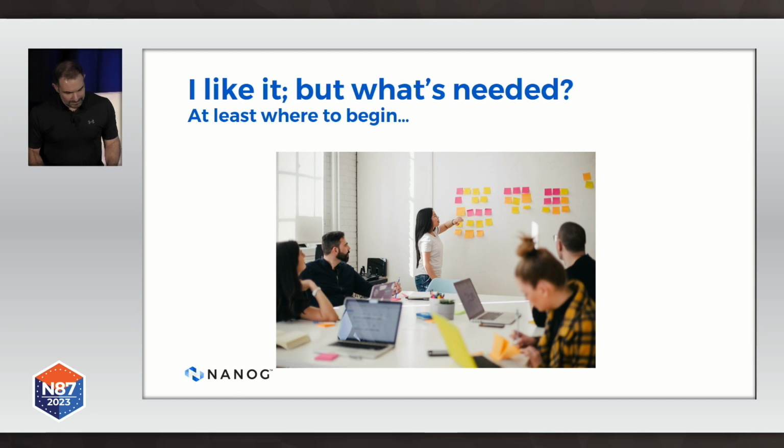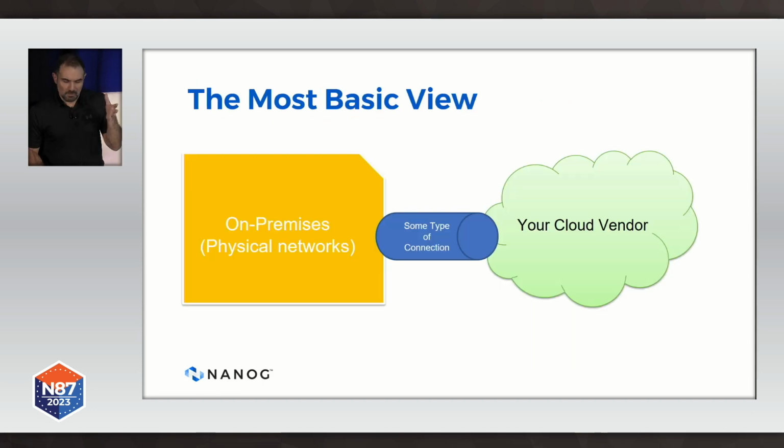So what is needed? Let's say you like it, and this is what you want to pursue. This is the most basic presentation of cloud engineering. On one side, you have the cloud. On the other side, you have my traditional network. And you are in the process of moving your workload. Part of that is gone. Part of that is still in your traditional data centers, and you have some kind of connectivity.